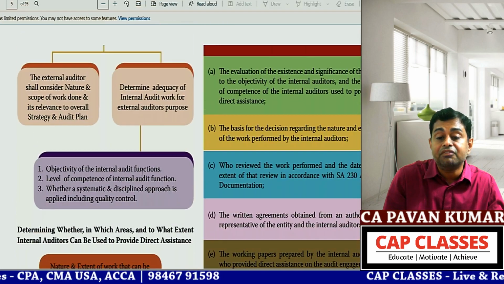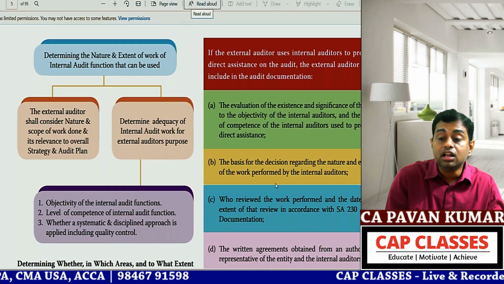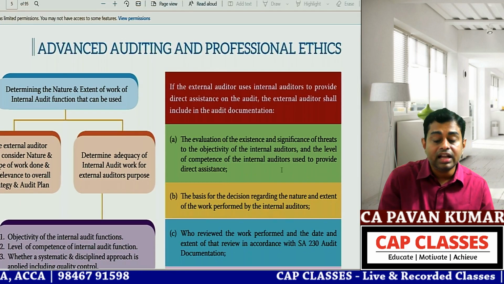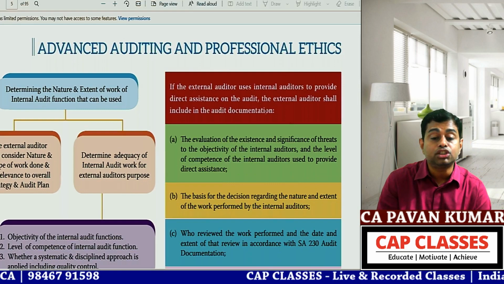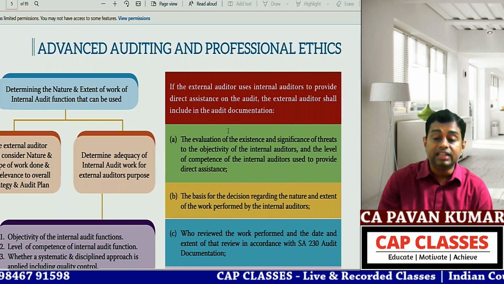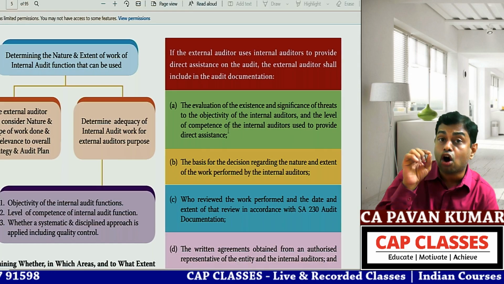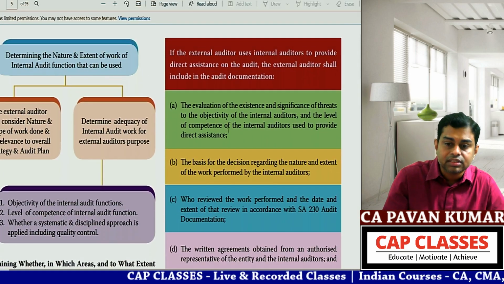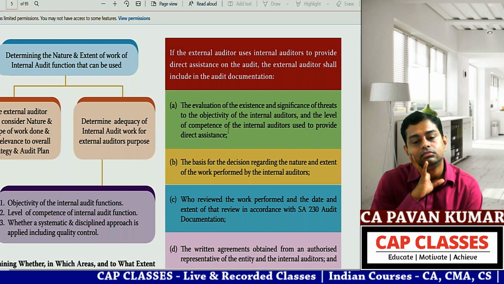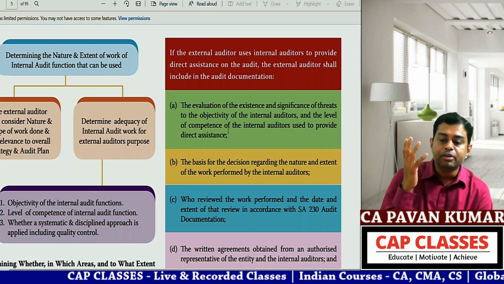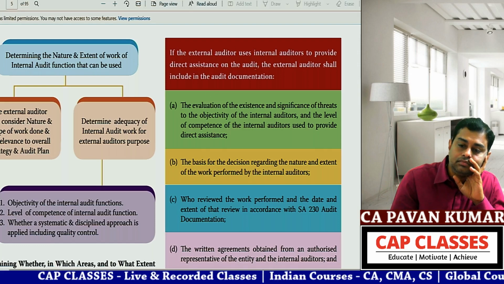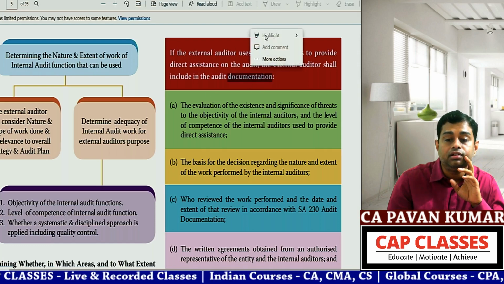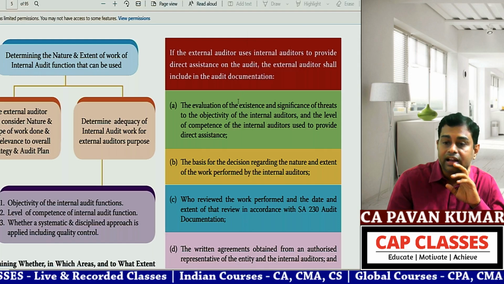This ABCD they have given, no? Put a star mark. If the external auditor uses the internal auditors to provide direct assistance, then the auditor shall document ABCD. So what is the keyword in this? Documentation. So what is to be documented?